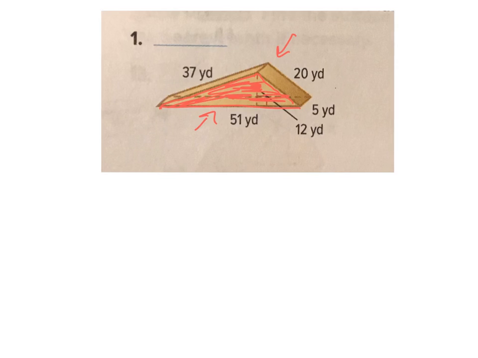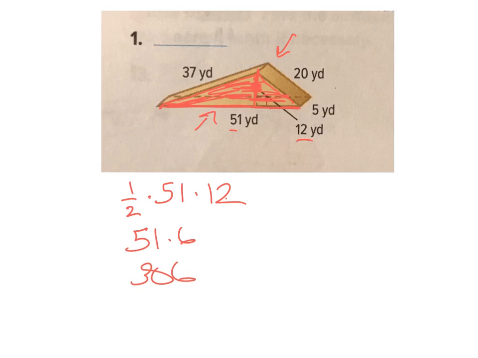So this triangle has a base of 51 and a height of 12. So 1/2 times 51 times 12. I know half of 12 is 6, so 51 times 6 equals 306. Now that's just the front side. So let's times it by 2. That's 612. So 612 is the front and the back.